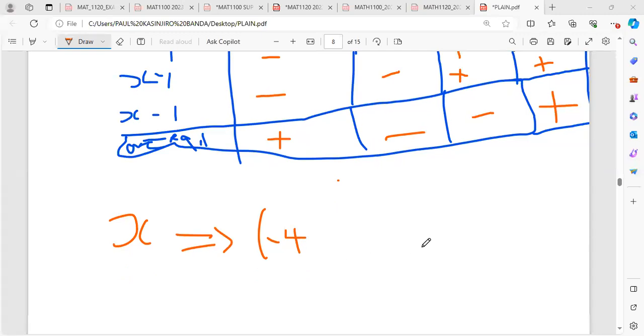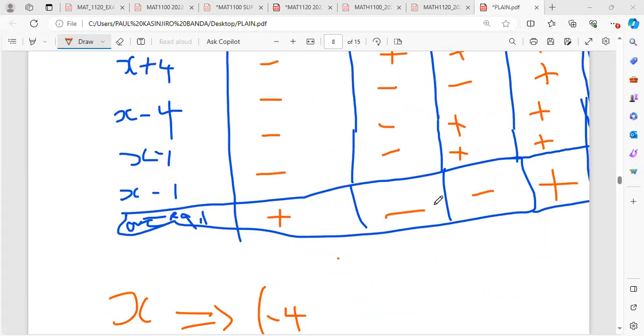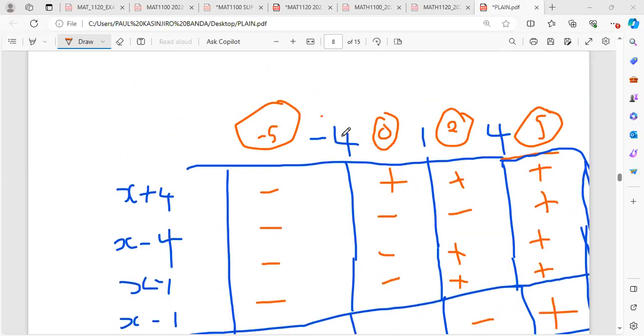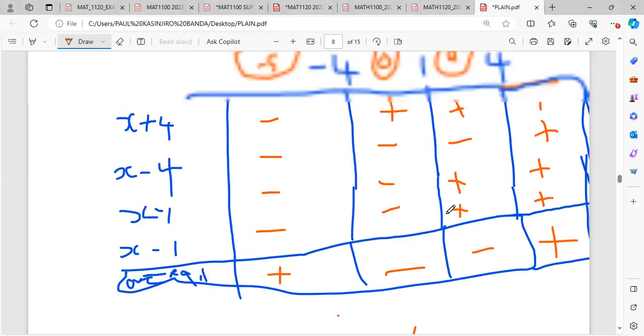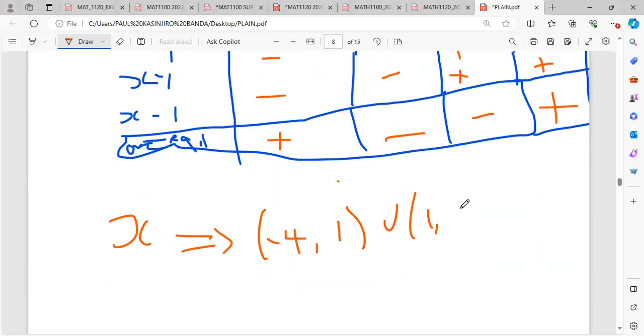So I was saying the negative part there, starting from -4 and ending at 1. And then again it's starting at 1, ending at 4. So this here will be our solution set. This here will be our answer.